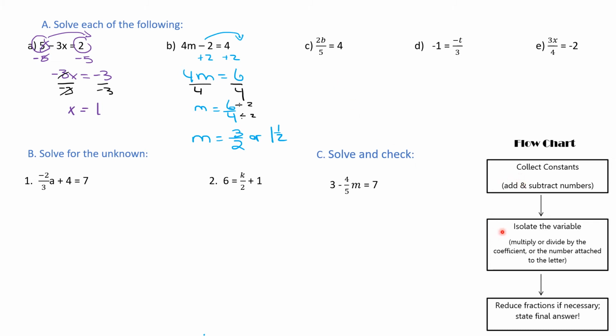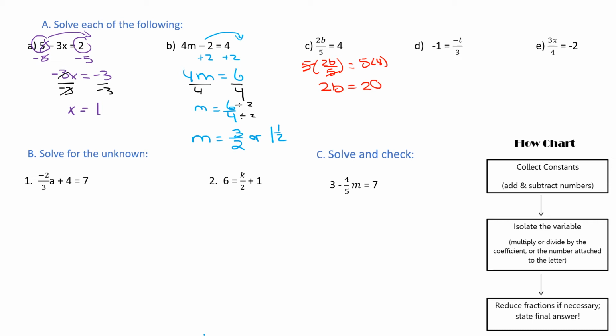Let's look at step 2. Isolate the variable. Multiply or divide by the coefficient, which is the number attached to the letter. I have a 2/5 here. I'm going to do them in steps like I did on the previous slide. So I'm first going to get rid of this denominator of 5. Because this is right now divided by 5, the opposite of that would be to multiply by 5. So I'm going to multiply both sides by 5. So 2b over 5 times 5 and 5 times 4. These two cancel each other out, and I'm left with 2b equals 20.